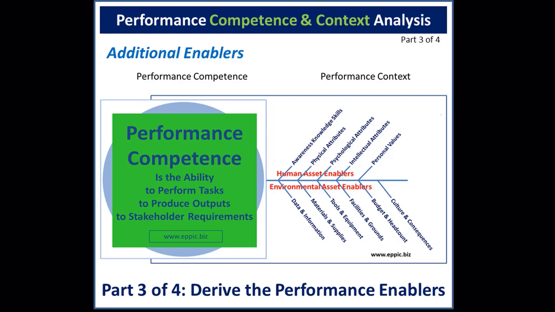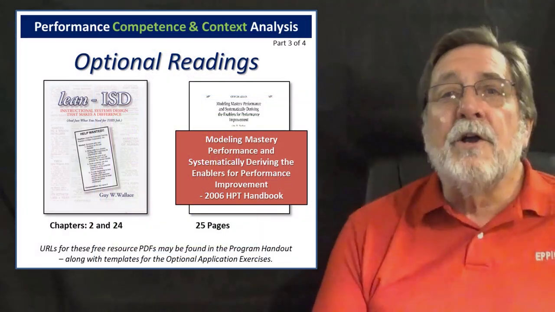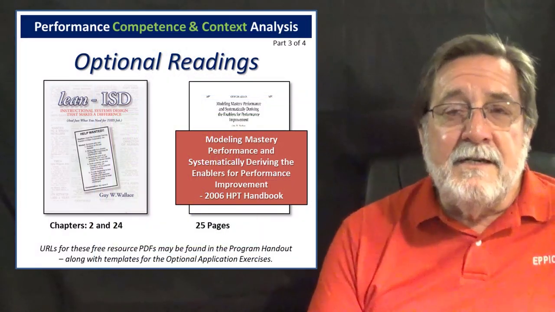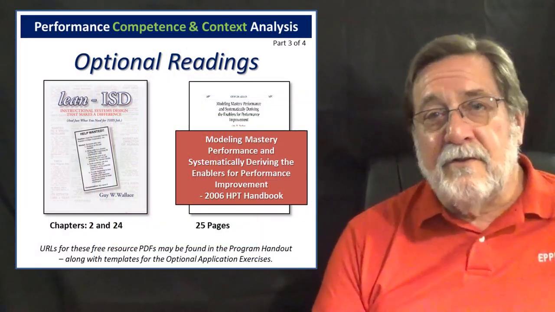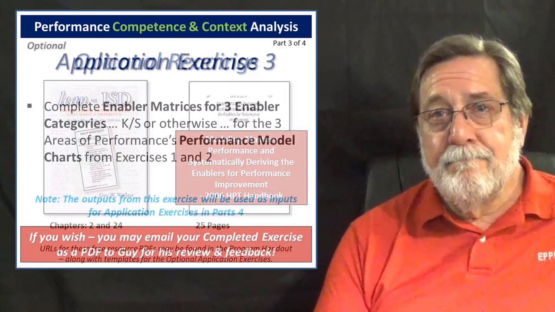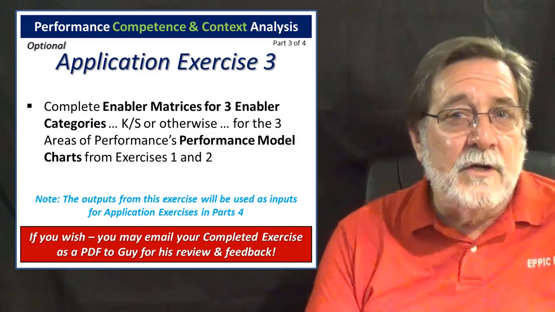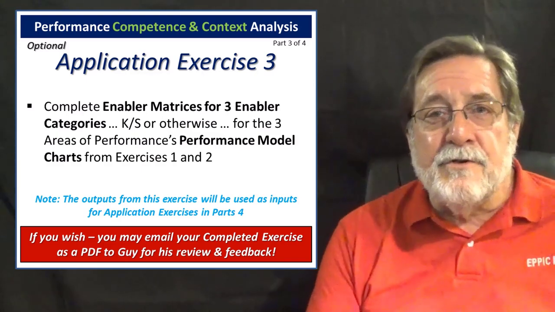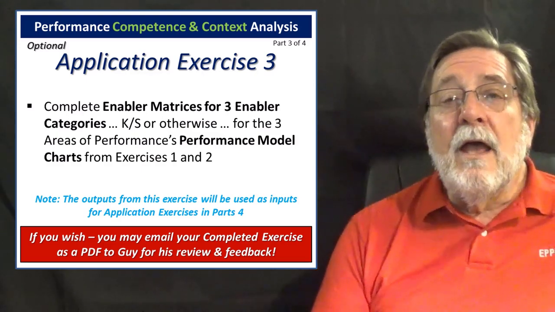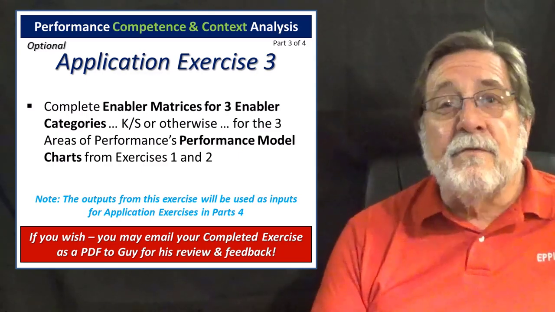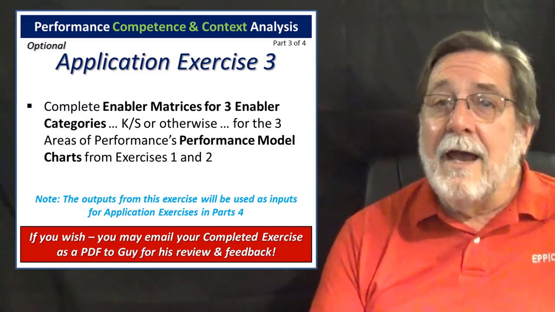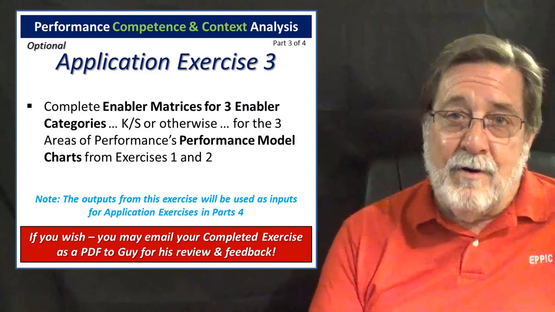As always, it depends. Here are your optional readings, and the details for these may be found in the session handout. Your optional application exercises include completing three enabler matrices based on your application exercise outputs from part one and part two. And note, this will all be used in part four.